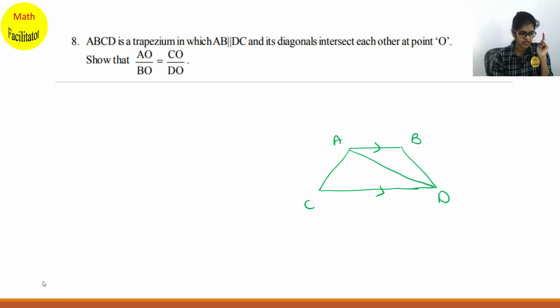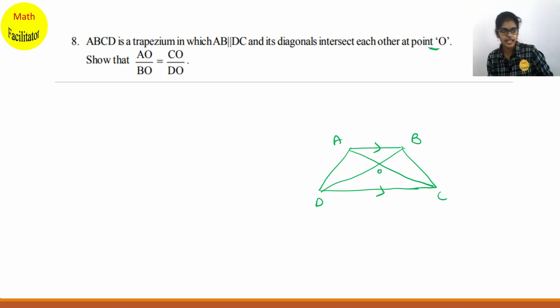So you will write A, B, C, D in order, isn't it? Yes or no? You cannot write them out of order. Clear? So AC is one diagonal and BD is another diagonal. Both the diagonals intersect at point O. Now you have to show that AO by BO is equals to CO by DO.